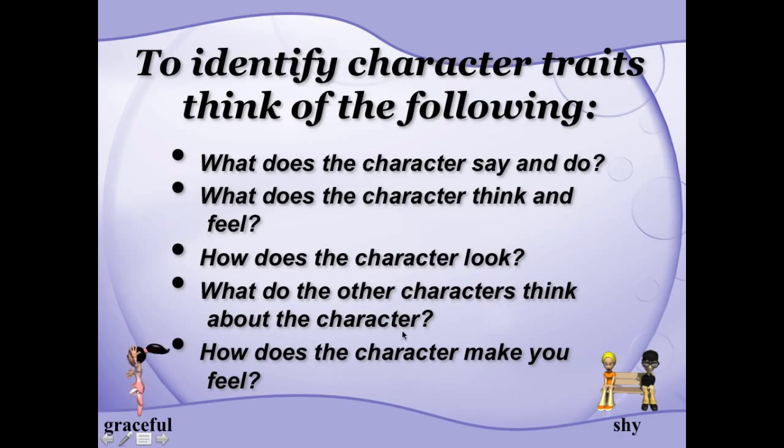A lot of times the author will just tell us this information because the point of view the author uses usually has more knowledge than any of the individual characters themselves. And also, how does the character make you feel? We've got a girl over here that's doing ballet. She's graceful. And then we've got a person over here that's shy.